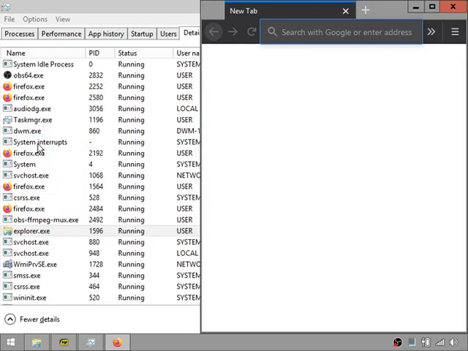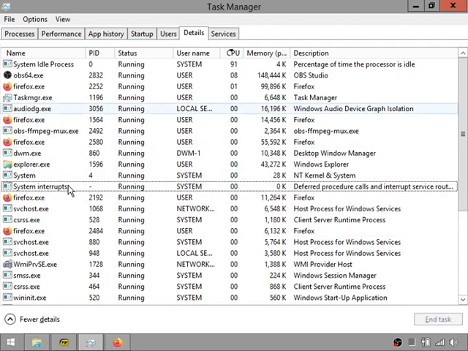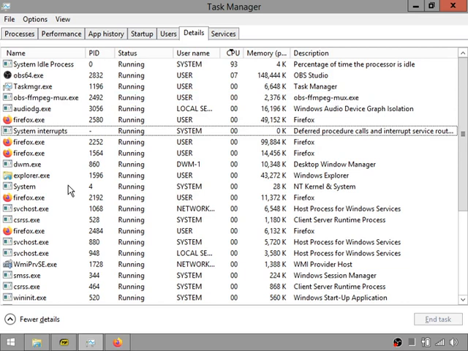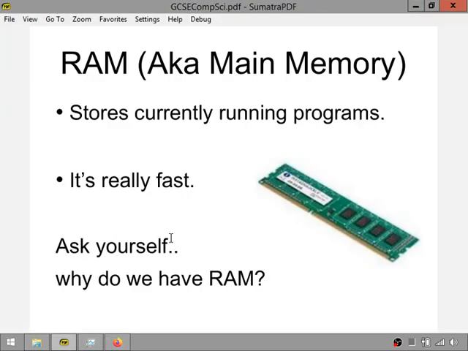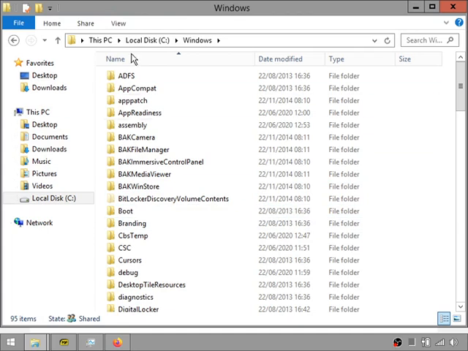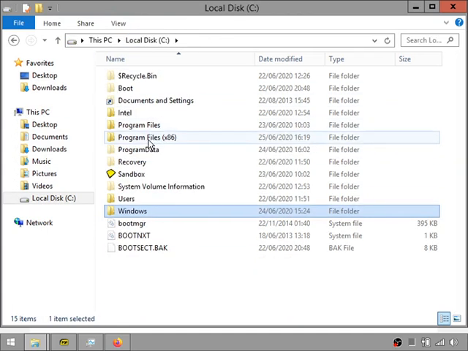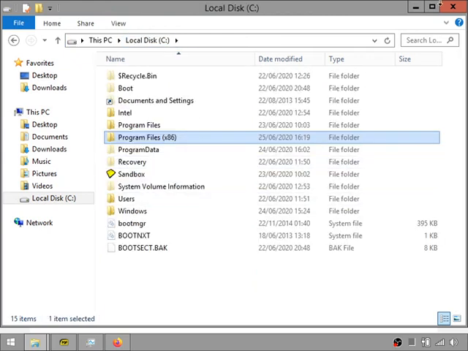So what is the point of it? Well, we've established it is for storing things that are currently running. Why do we have to store things that are running inside the RAM? Why can't we just put them on the hard drive? Well, the reason for that is because hard drives are really slow. By the way, by hard drive, I mean this stuff here. So we can see that all the Windows stuff is in here, and all of my program files are in here as well. So why can't we just run our programs straight from the hard drive?